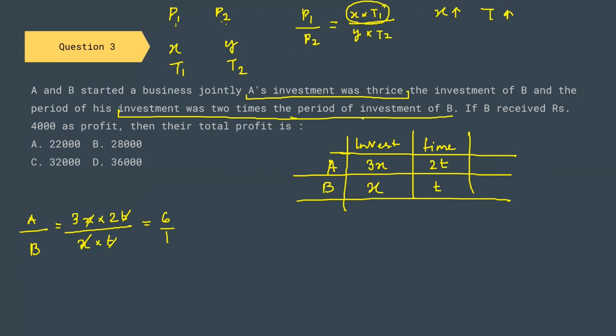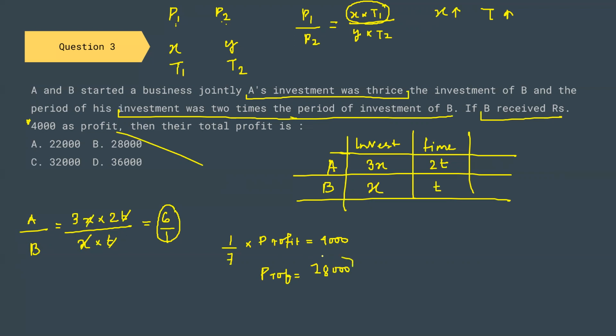Now let us come to the fact that B has received, oh sorry, B has received 4,000 as profit, then their total profit is. If the ratio of profit is 6 by 1, then B has received 1/7 of the total profit. And what do we know? 1/7 part of the total profit is rupees 4,000. So the total profit is 28,000. That is our option B.